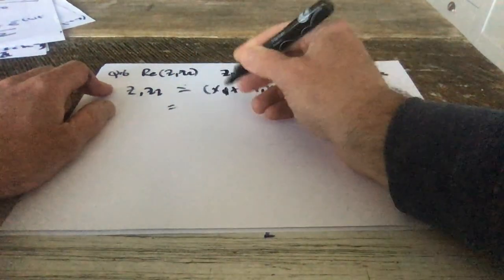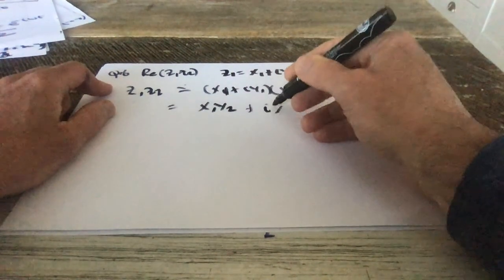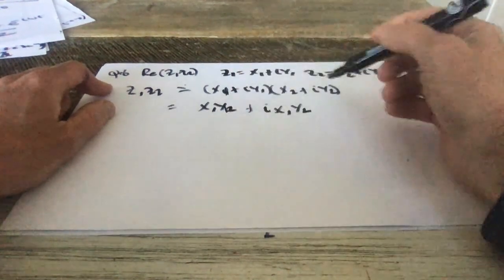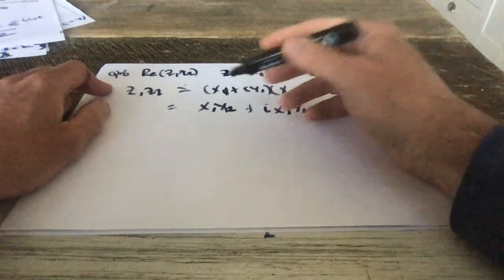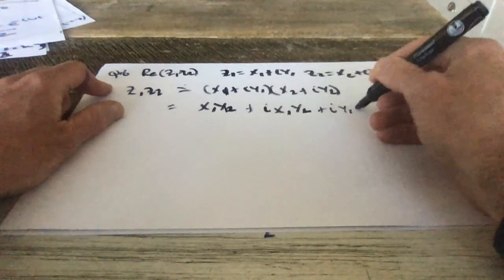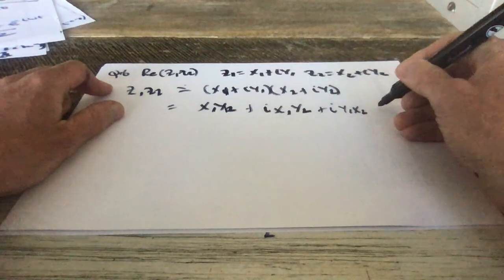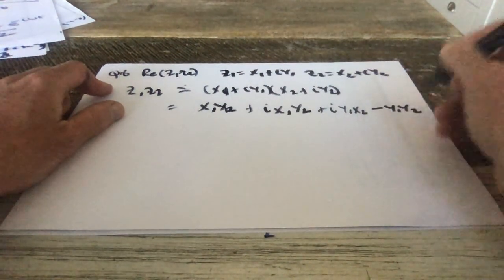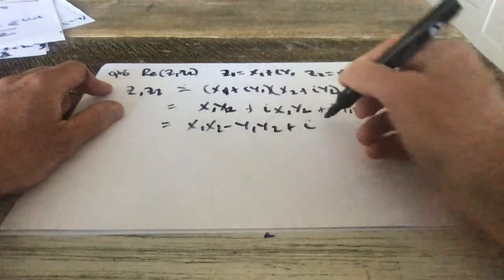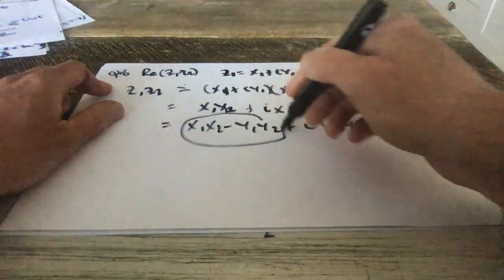Multiplying that out, I get x1 x2, right? x1 x2 plus i x1 y2 plus i y1 x2. And the last term here, you have to be careful. You get i times i, which is i squared, minus y1 y2. So you get x1 x2 minus y1 y2 plus i times x1 y2 plus y1 x2. That's the real part.